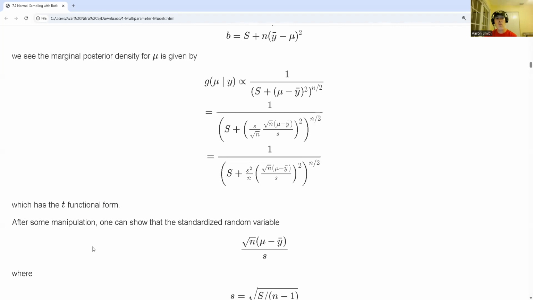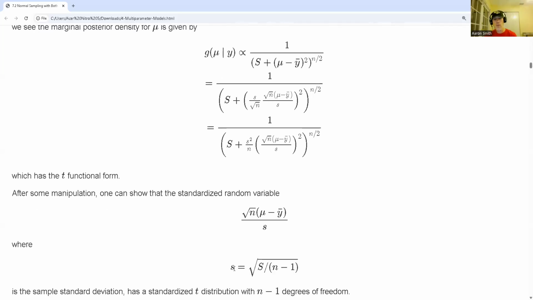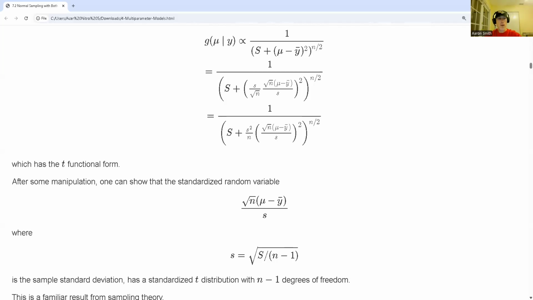So after some manipulation, we can show that this is a standard random variable where little s is equal to the square root of big S divided by n minus 1. And so the sample standard deviation is little s. And so we're using a standardized t distribution with n minus 1 degrees of freedom. So something about this should be ringing in your head. It's like, wow, this looks a lot like the results I saw in introductory statistics of the t distribution approximating the normal distribution. It's coming full circle on us right here, right now.